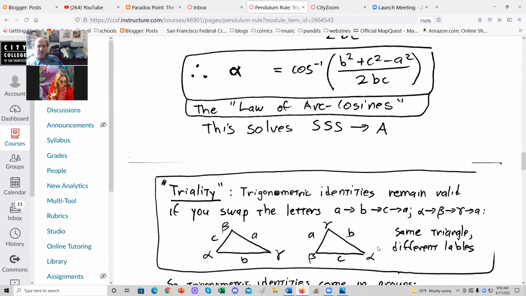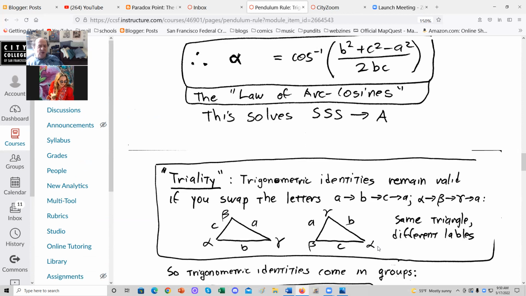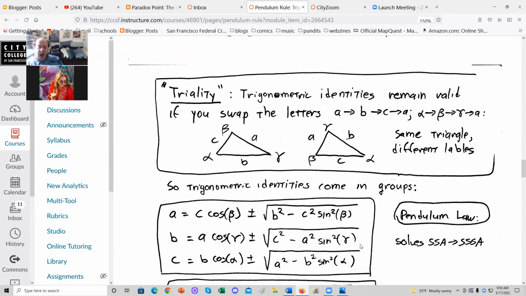Now there's a rule I've made up a name for. I call it triality. The idea is that there's a threefold symmetry of the laws of triangles. You have a trigonometric identity, and it remains valid if you swap all the letters, A to B to C to A, alpha to beta to gamma to alpha. The idea being, here's a triangle labeled up, and here we label the same triangle with different letters. Same triangle, labels differ. So the trigonometric identities have to be symmetrical in the same way.